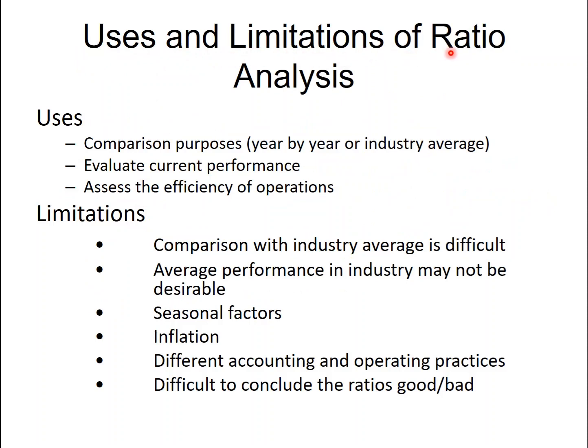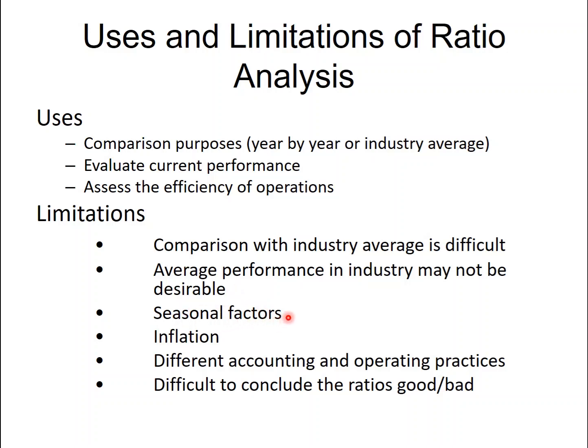Uses and limitations of ratio analysis. The first one is uses. Comparison purposes, which is year by year or industry average, to evaluate current performance, to assess the efficiency of operations. Next is limitations. Comparison with industry average is difficult because we need the information on the industry, and it's too difficult to gather all the data. Average performance in industry may not be desirable, because if you compare with the market leader, which is the company that is already established, it's quite difficult for the company to achieve.